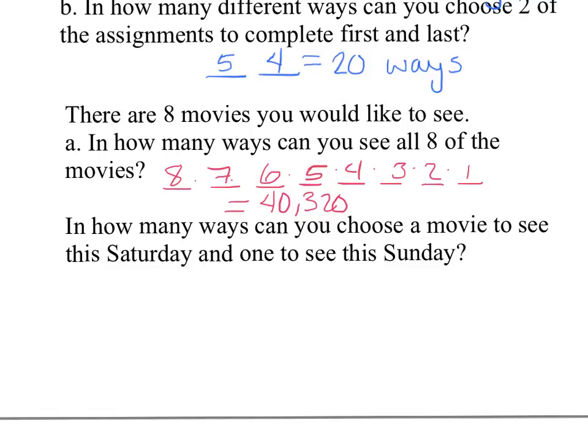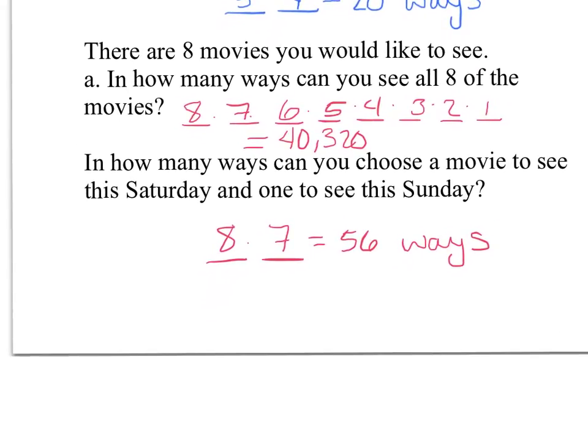But the second question says, in how many ways can you choose a movie to see this Saturday and 1 to see this Sunday? So there's only 2 that you need to pick. So you have 8 to choose from the first one and only 7 to choose from the second one. So there are 56 ways to do that. Remember, in all of these, the order mattered. What order we did this stuff in mattered.